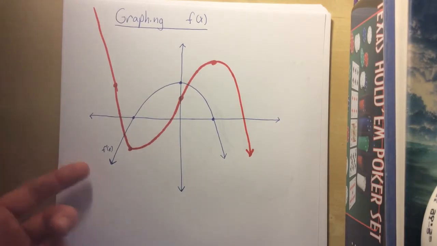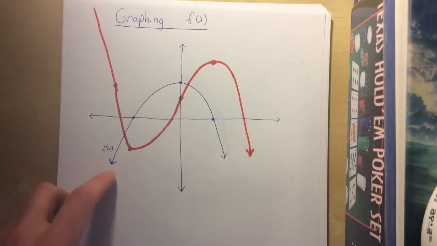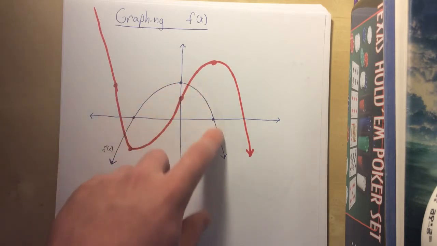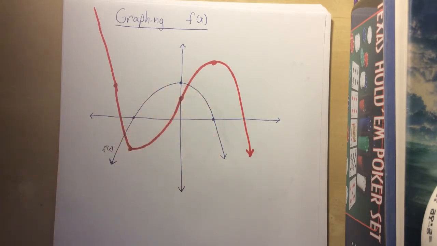And now I guess you could also graph f double prime of x. To do that, you just visualize f prime of x as f of x, and then you just graph an f prime of x. If you don't know how to graph f prime of x, refer back to the previous video.